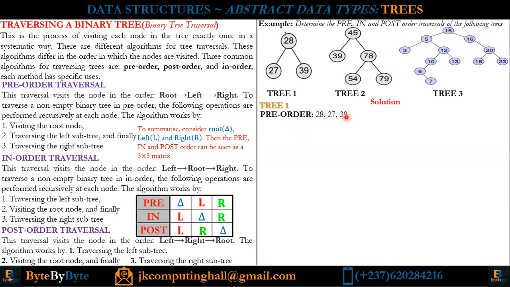28, 27, 39. So easy. Pre-order is root, left, right. As you can see, dear student, root, left, right. In-order is left, root, right. So that is my in-order: the left, the root, the right. And then the post-order is left, right, root. That is what we have for post-order. As easy as that.